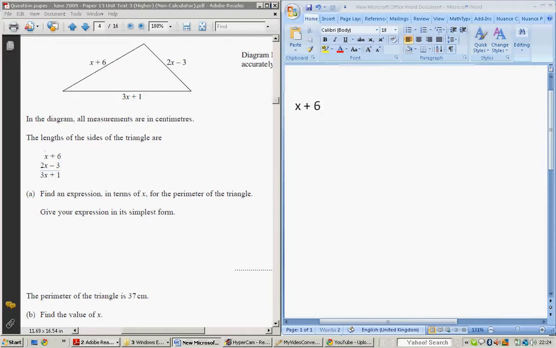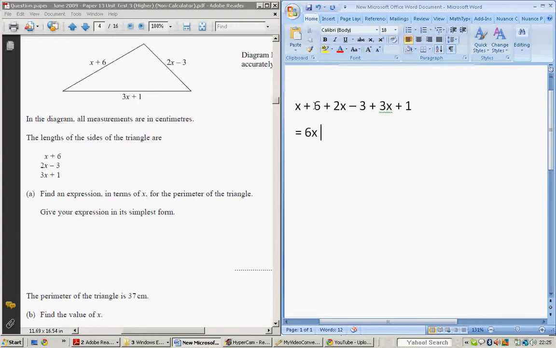So x plus 6 plus 2x minus 3 plus 3x plus 1. We need to add these three up. Let's add up the x's. That's x plus 2x, which gives us 3x, plus 3x gives us 6x. And let's now add up the numbers. We can't add the x's to the numbers. So x plus 6 doesn't equal 6x. 6x is 6 times that number, and obviously a number times 6 is not the same as a number plus 6.